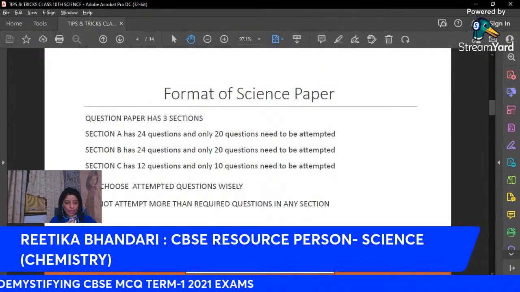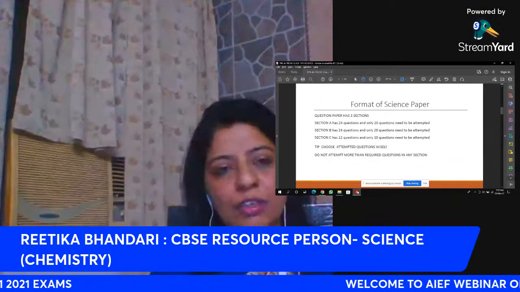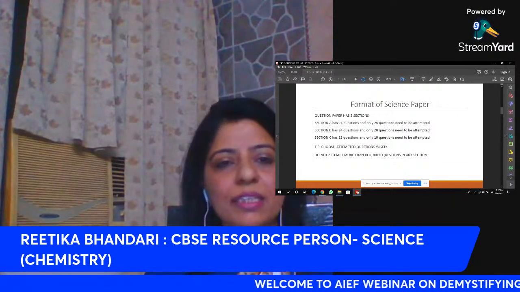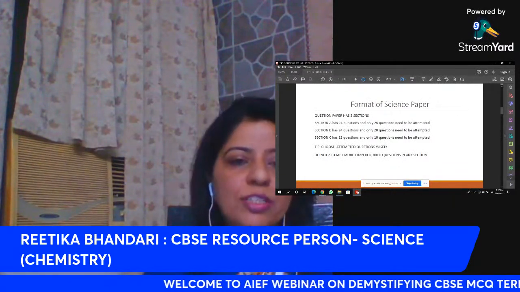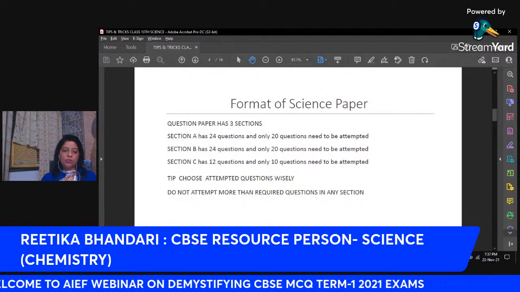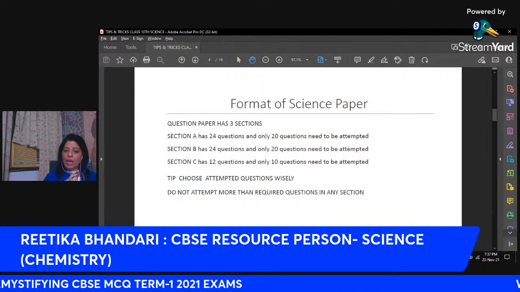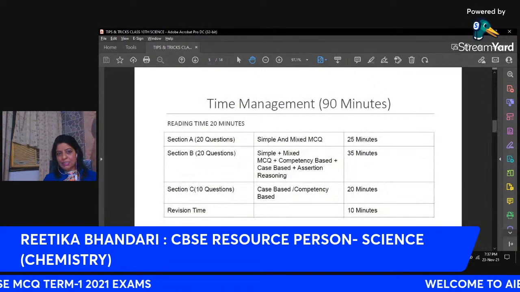Now, this is tip number one. Do not attempt more than the required questions in any section. That was from CBSE, that in case you are attempting more questions, only the first 20 will actually be checked. So if something is incorrect, you will be losing marks. So you have to keep in mind these things.